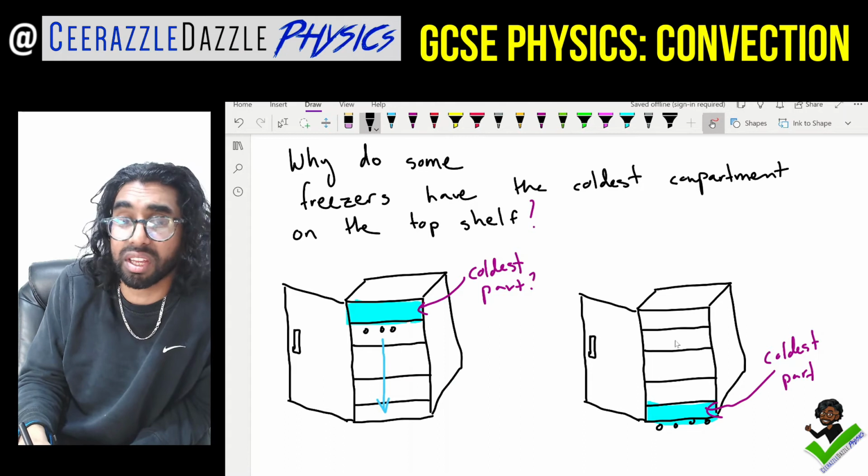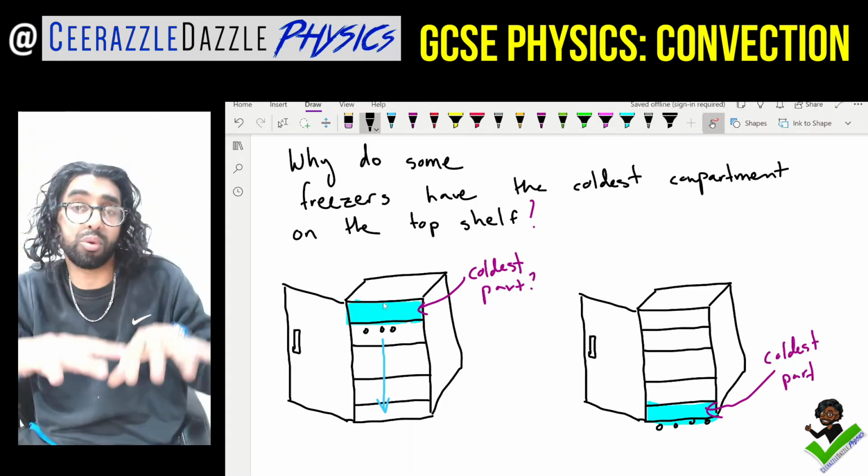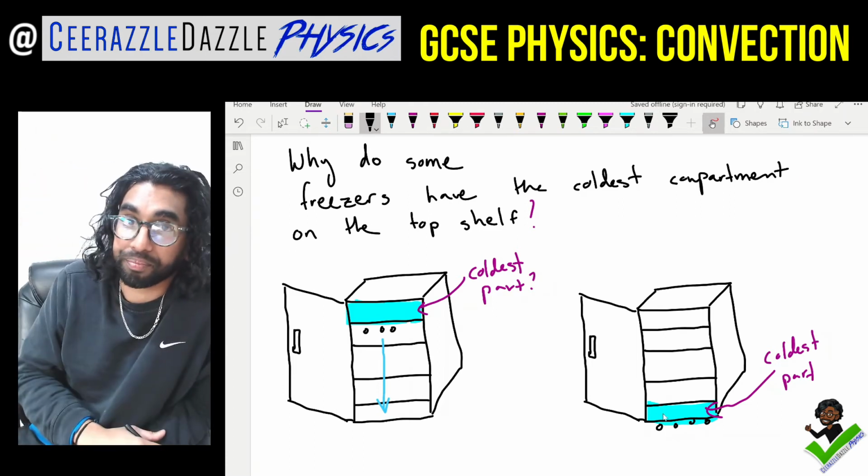So that's the key thing here. So you want it to be at the top. The reason why is because the cool air will then flow down, cooling all the other shelves. The cool air will only drop down, it can't go up.